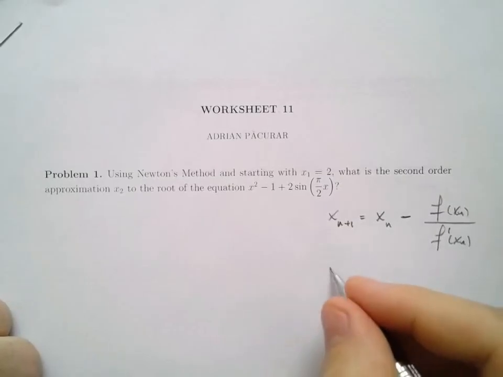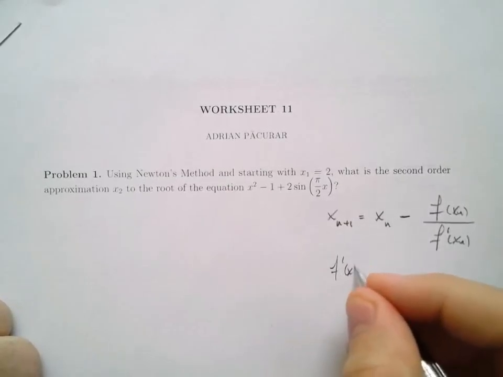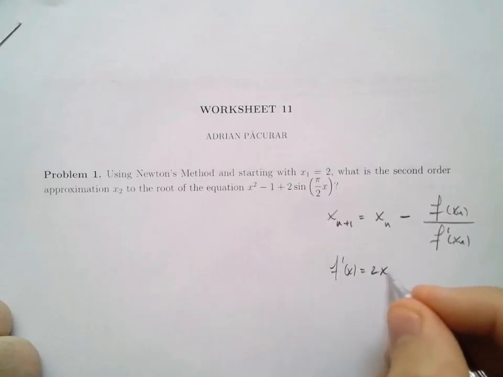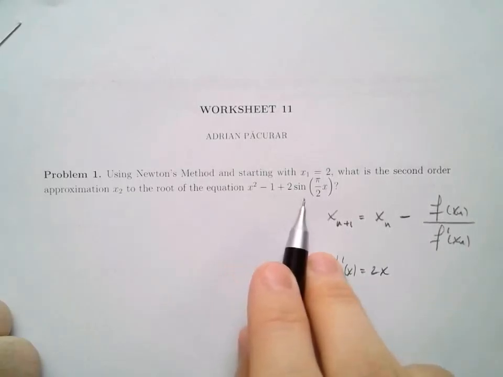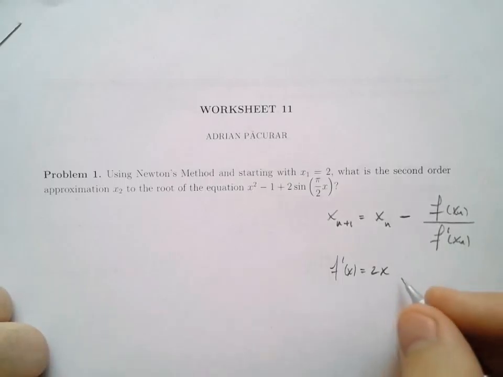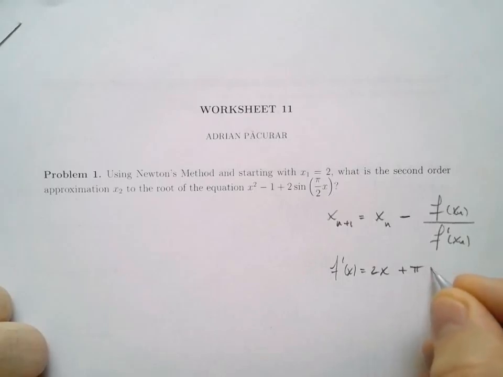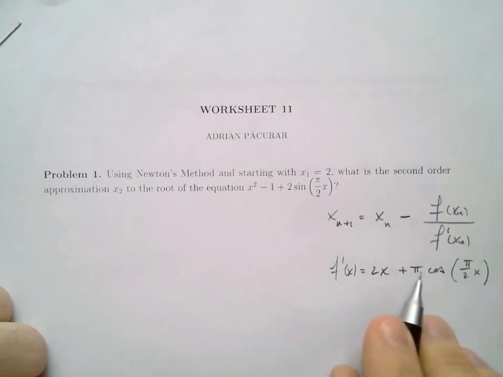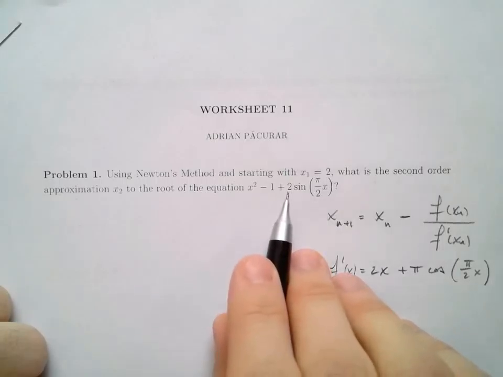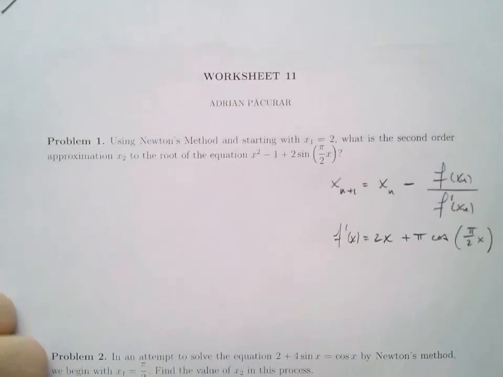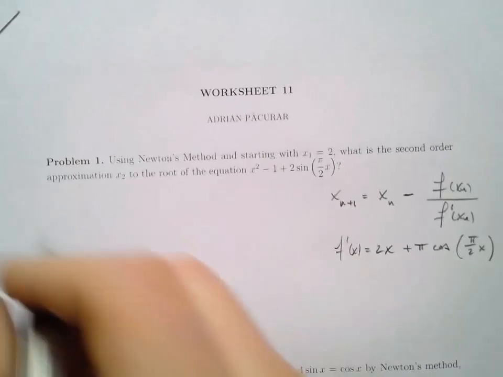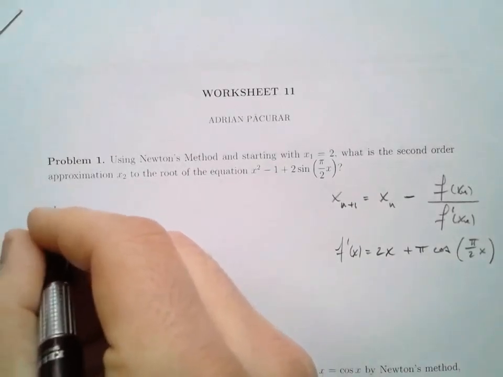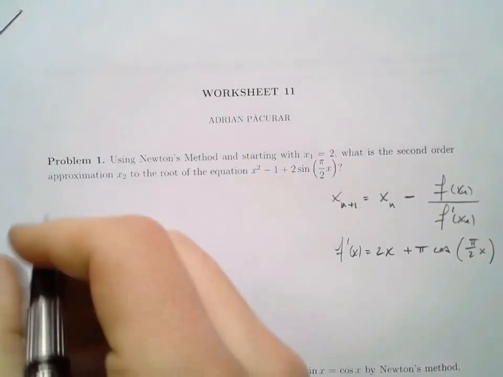Let's see what that's going to be. F prime of x is going to be 2x. That has derivative 0, and derivative of sine is going to be cosine, so plus pi cosine of pi over 2x. And where this pi comes from is the derivative of the inside, which is pi over 2, but when I multiply by the 2 in front of the sine, I end up with just pi. So those are the pieces that we need, and now we are ready to calculate x sub 2.